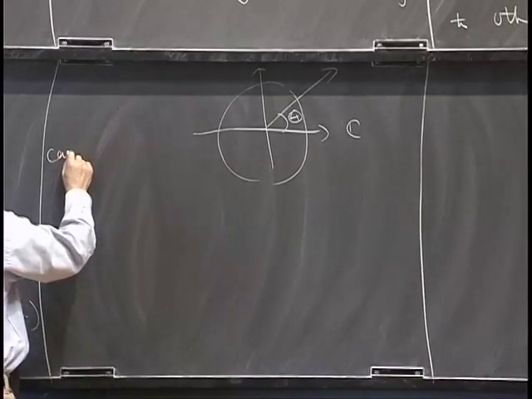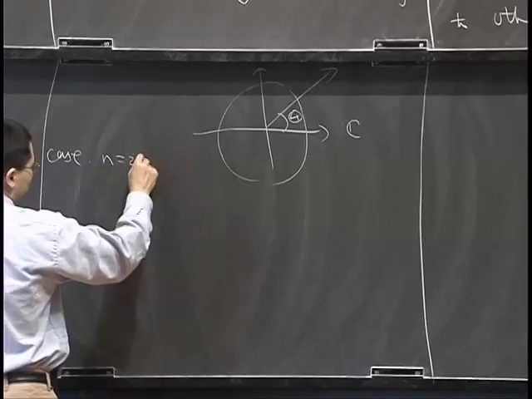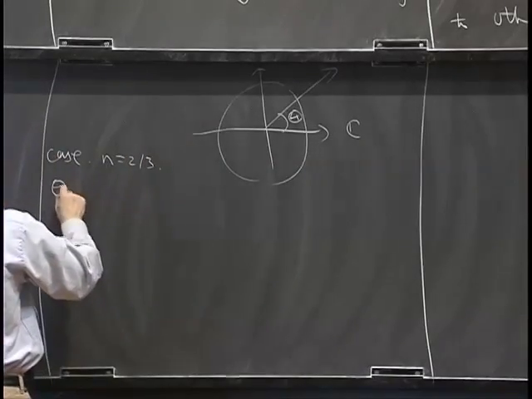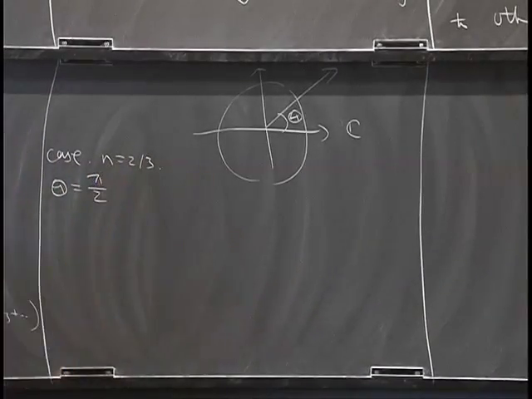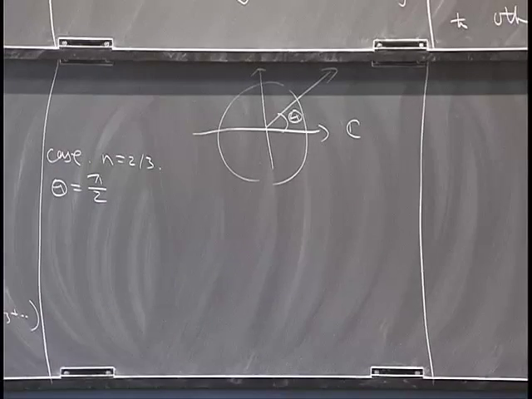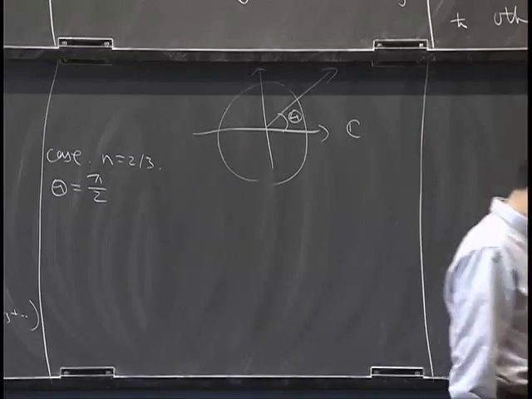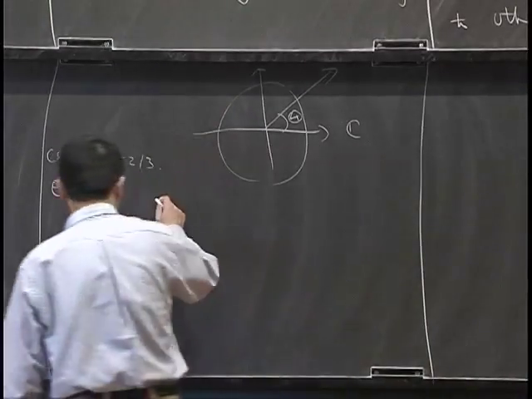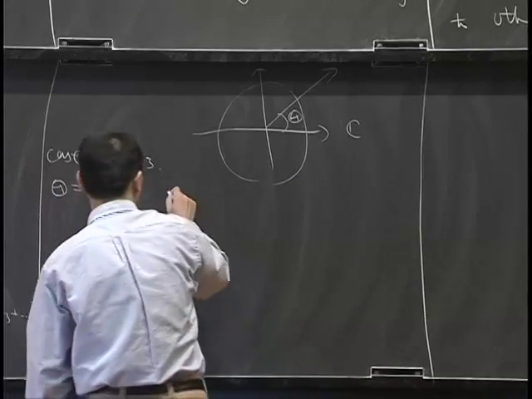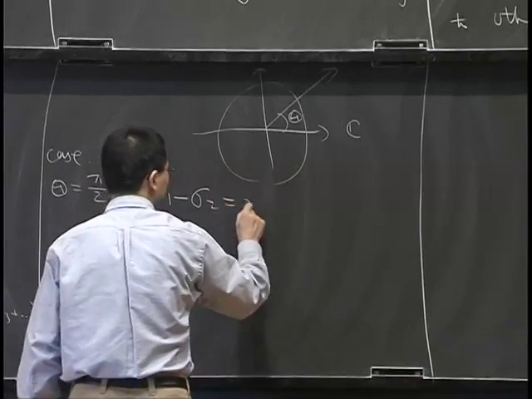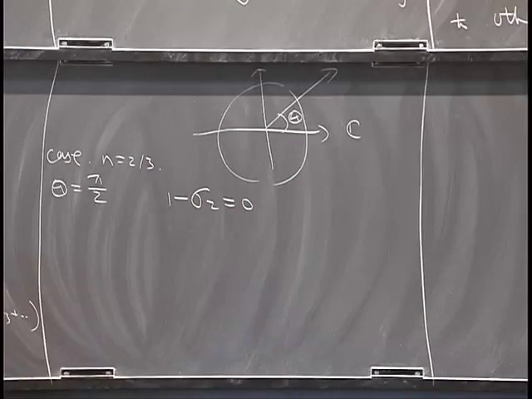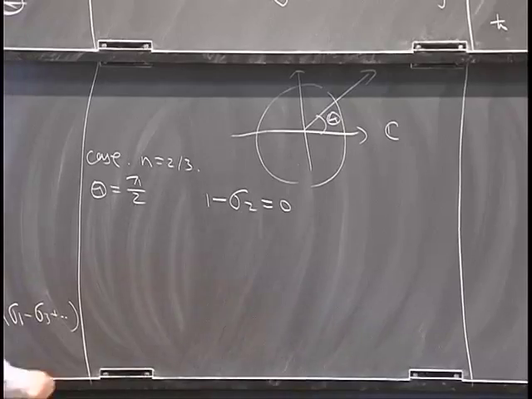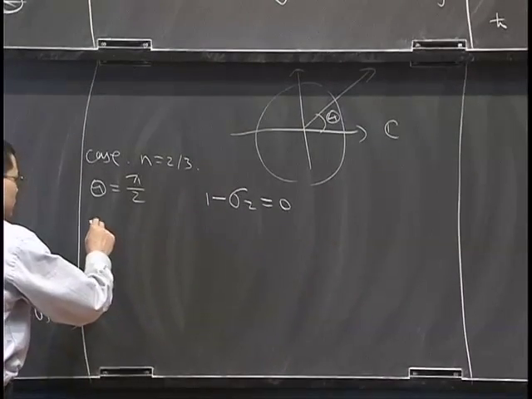For example, when n is 2 or 3, when theta is half pi, that means our complex number is along the imaginary axis, right? So that means its real part is 0. Real part is what? 1 minus sigma 2, that's 0.